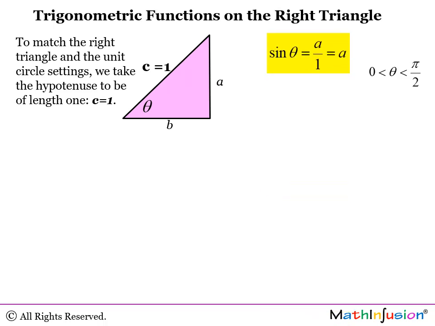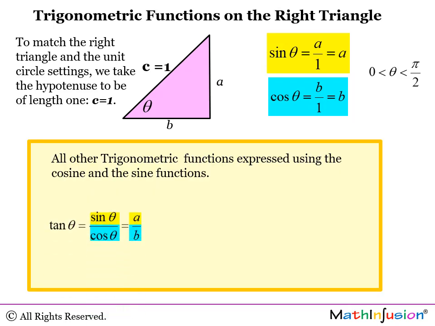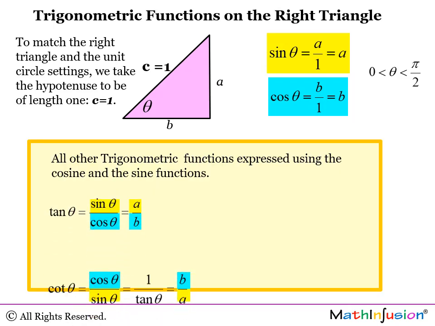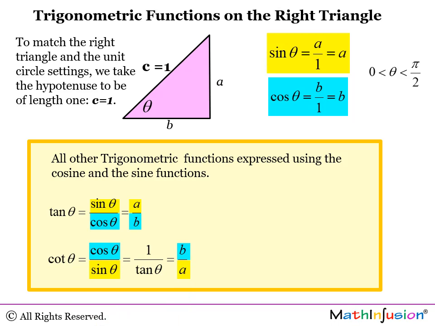In this case now, sine of theta is A, and cosine theta is B, and all other trigonometric functions now are going to be: tangent theta is A over B, cotangent theta is B over A, secant of theta is 1 over B, and cosecant of theta is 1 over A.